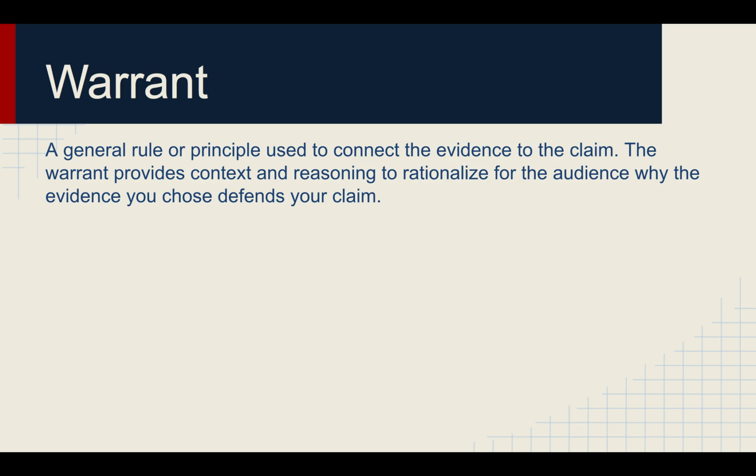A warrant is a general rule or principle used to connect the evidence to the claim. The warrant provides context and reasoning to rationalize for the audience why the evidence you chose defends your claim. So when you have evidence and you say this evidence connects to the claim, the warrant is the argument. The warrant is how you specifically are connecting those things. This is also, if you remember ACE, answer, cite, explain, this is the explain part.